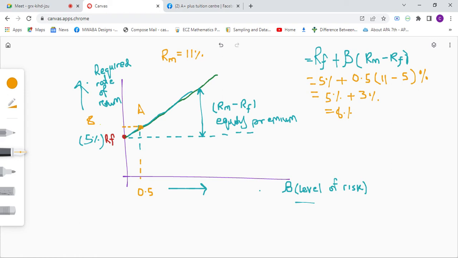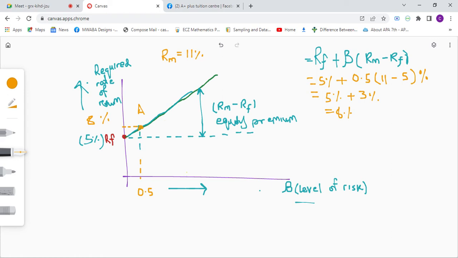Okay. So as you can see, the equity premium is, what's this? 3%. I mean, not 3%, 6%. 11 minus 5, that's 6%. So here what we can see is that if we invest in a risky investment rather than something that is risk free, we'll get a higher return. So here we get a return of 8%.